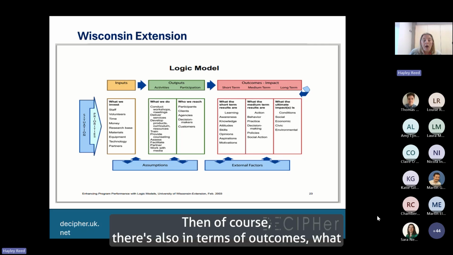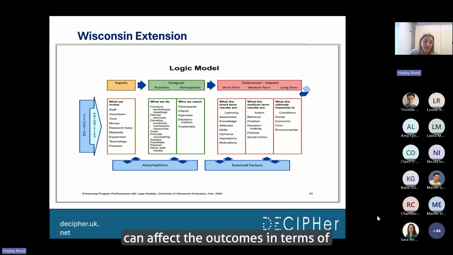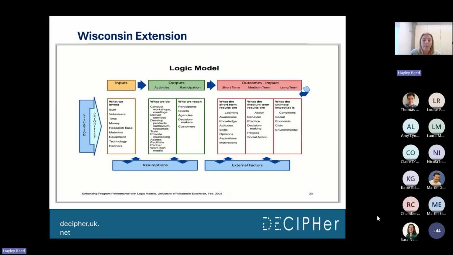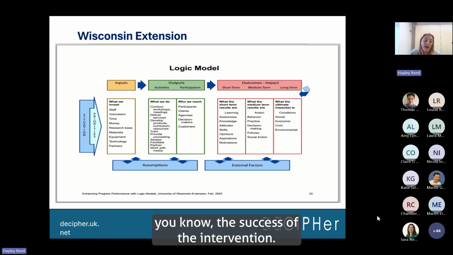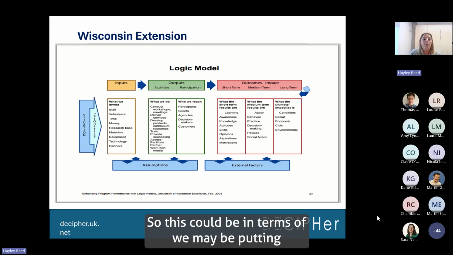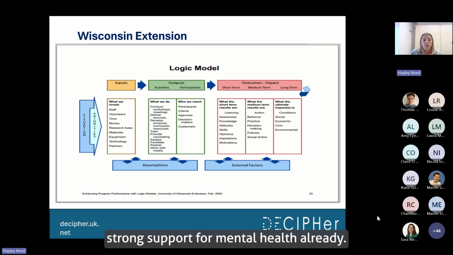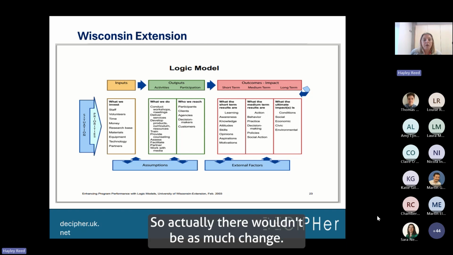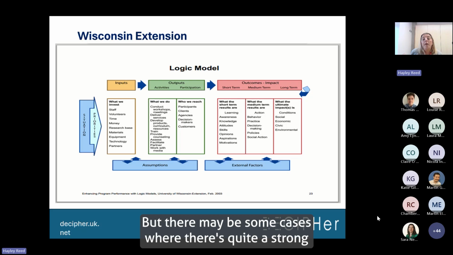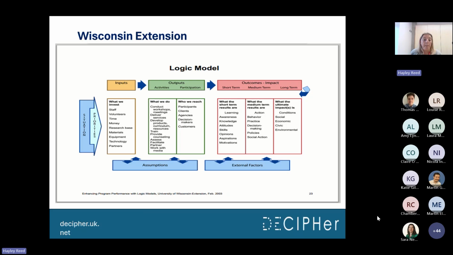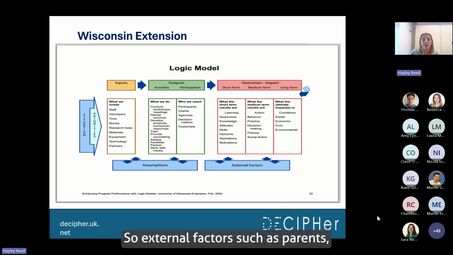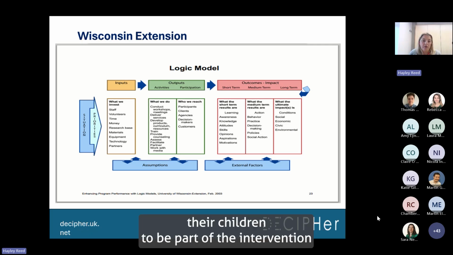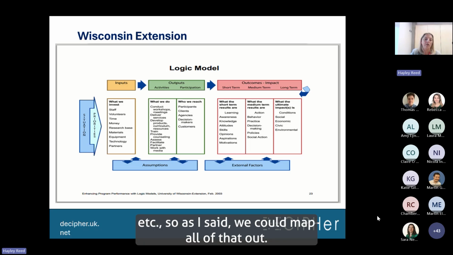Then, of course, there's also, in terms of outcomes, what can affect the outcomes in terms of external factors, you know, the success of the intervention. So this could be in terms of, we may be putting an intervention in a school where there's quite strong support for mental health already, so actually there wouldn't be as much change. But there may be some places where there's quite a strong resistance against change, so external factors such as parents, such as people who don't want their children to be part of the intervention, etc. So as I said, we could map all of that out.